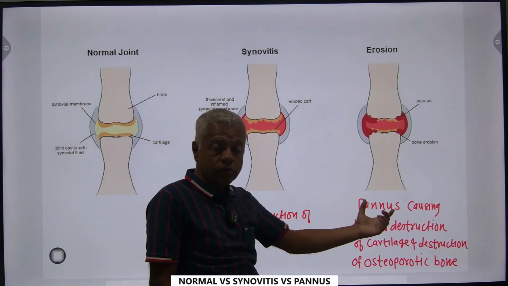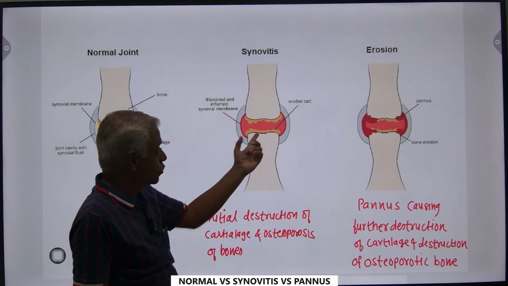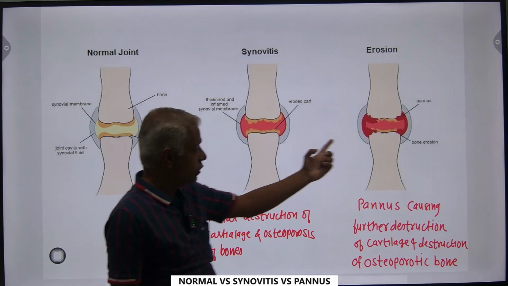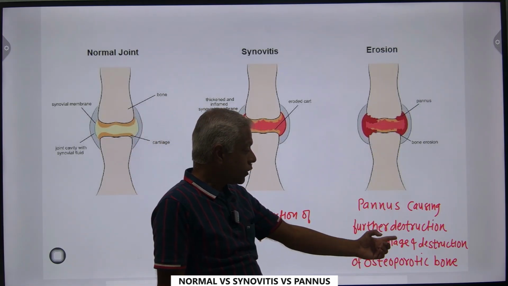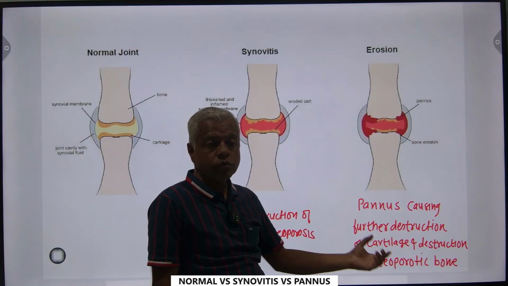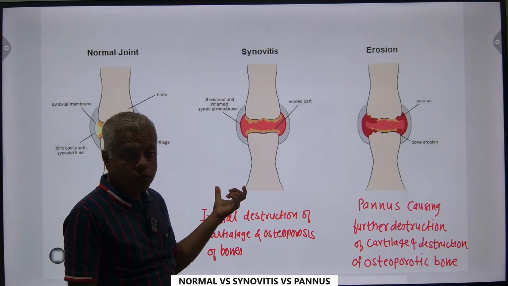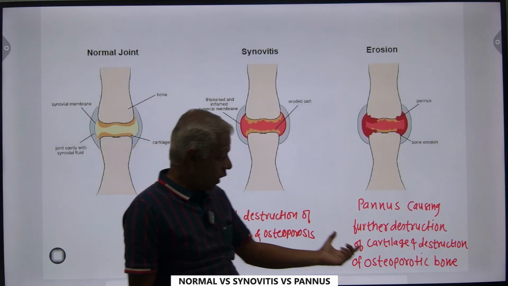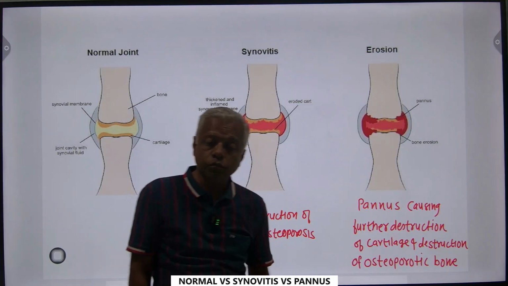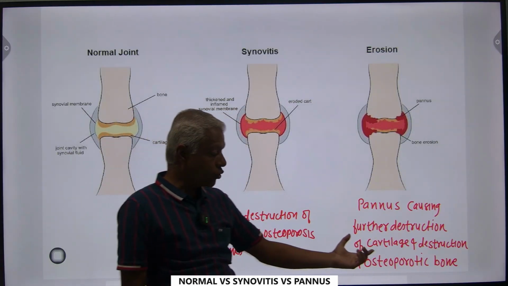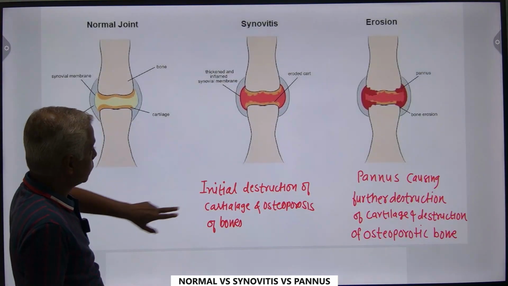And once the pannus is formed, this pannus does the further destruction of the cartilage. So here the cartilage has already started to be destroyed, but the further destruction is done by this pannus, and these bones are already osteoporotic because of the synovial hyperplasia, and now this pannus can easily destroy them. Why? Because the bones are already weakened because of the osteoporosis. We will see that in the next slide, but for the moment just remember this.